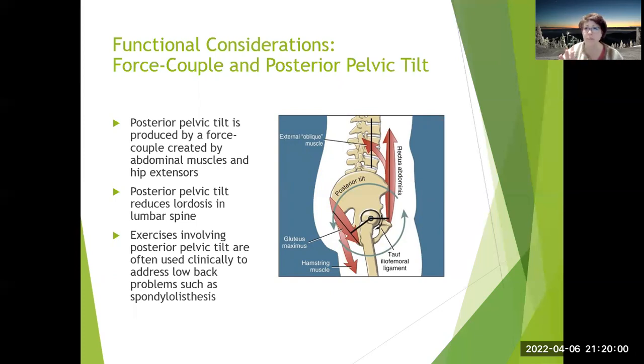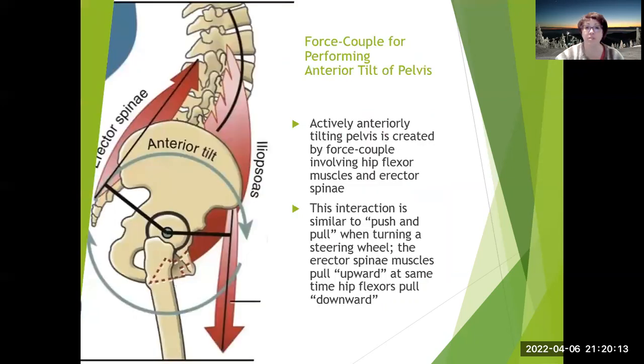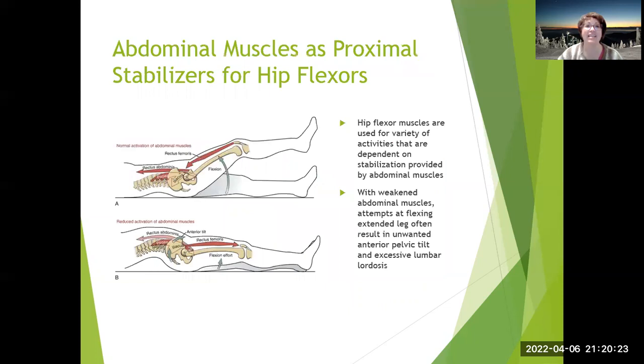So we'll talk more about that in the spine chapter, but just know the force couples that are working on posterior pelvic tilt: trunk flexors, hip extensors. For anterior pelvic tilt, trunk extensors, hip flexors. So one way or the other way. Okay, hopefully that makes sense.